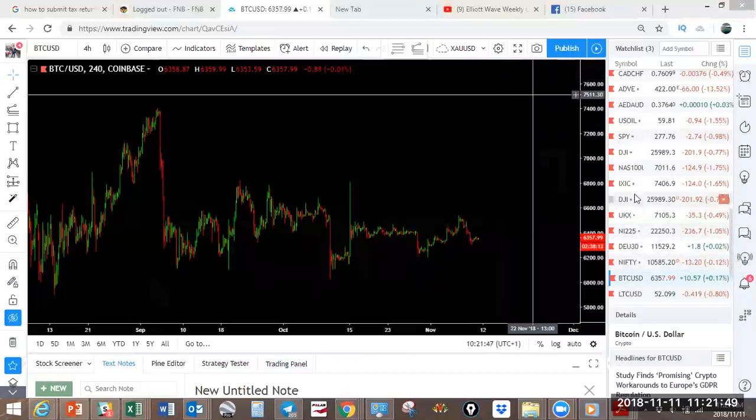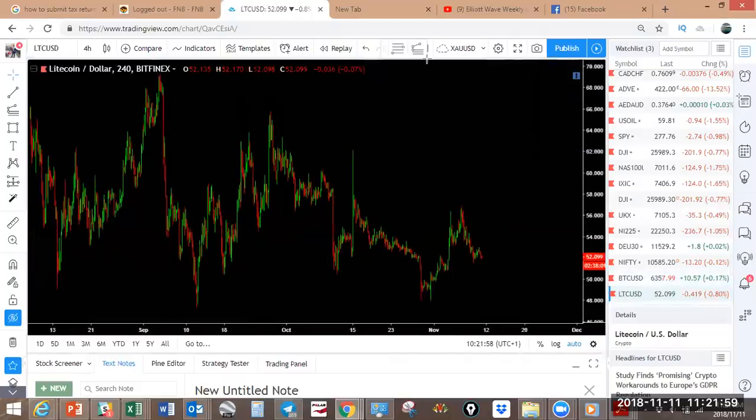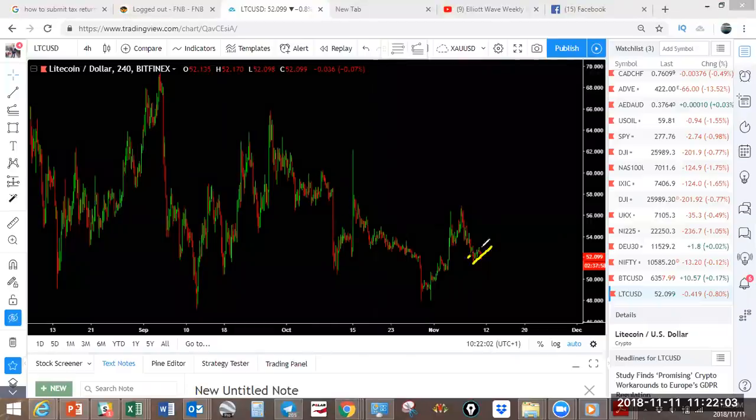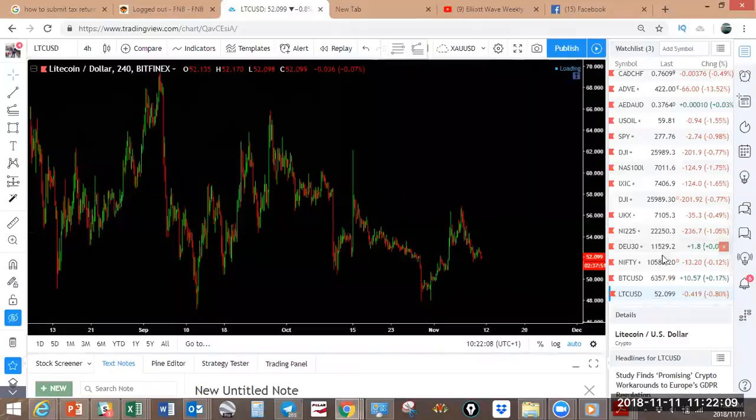Litecoin should be similar. Not much changes. Let's see from last week. Okay, so Litecoin, short term correction here, slight drop back to this level for the next week. That is Litecoin.